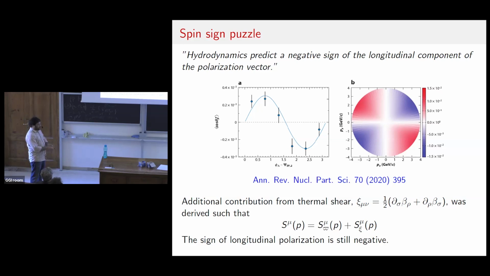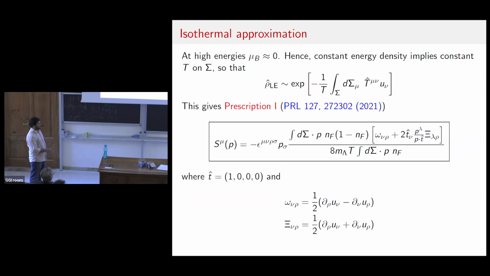Now, this prescription did improve the results, but the sign was still negative until it was realized that at high energies, the baryon chemical potential at the hypersurface is zero. So the true equilibrium density operator is essentially this, where temperature is outside this integral. And now if one does this exercise with this density operator, we have our prescription one for the spin polarization, where this omega and xi are defined like this, and t is a constant unit time-like vector in Cartesian coordinates, (1, 0, 0, 0).